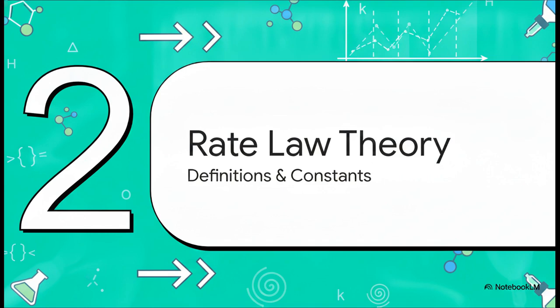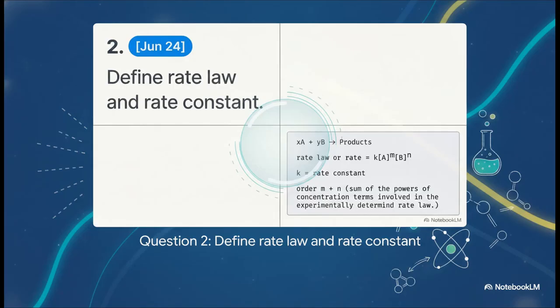Moving on to Section 2, Rate Law and Constant Theory. Question 2 from the June 24 exam asks us to define rate law and rate constant. For the reaction xA plus yB arrow products, the rate law is rate equals K times [A] to the power of m times [B] to the power of n. Here, K equals the rate constant, and the order m plus n is the sum of the powers of concentration terms involved in the experimentally determined rate law. Definitely lock that formula in your mind for tomorrow.